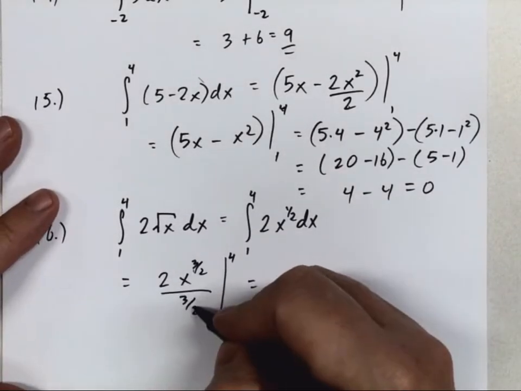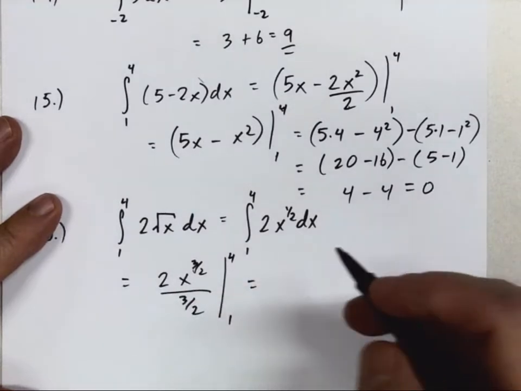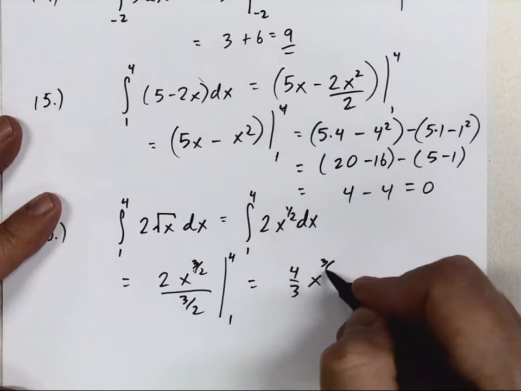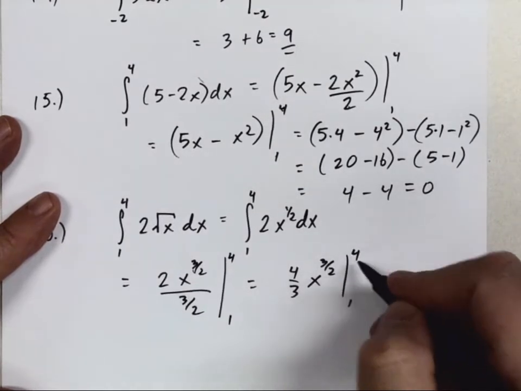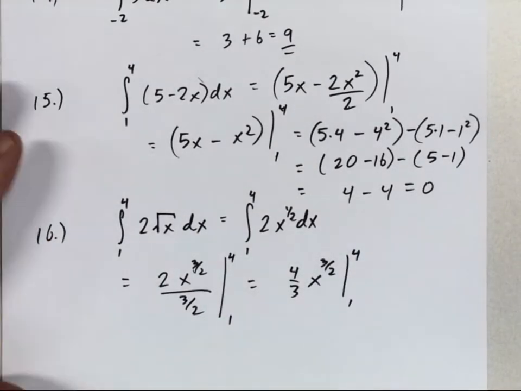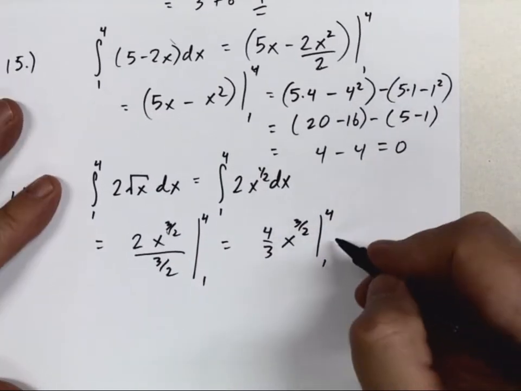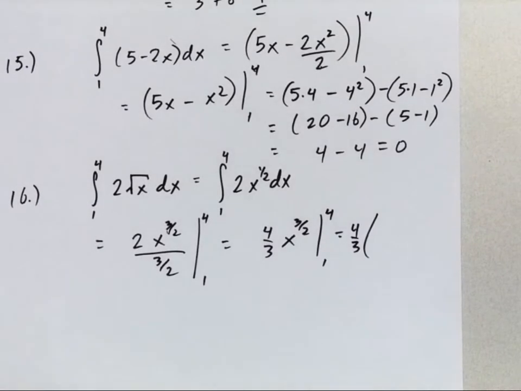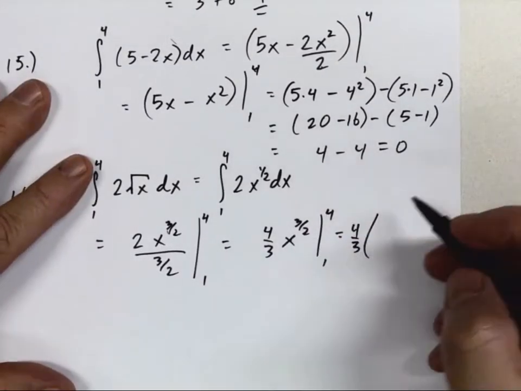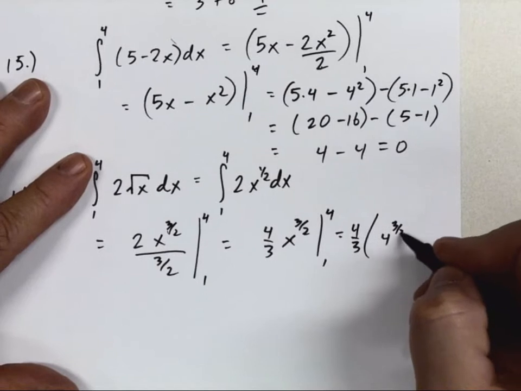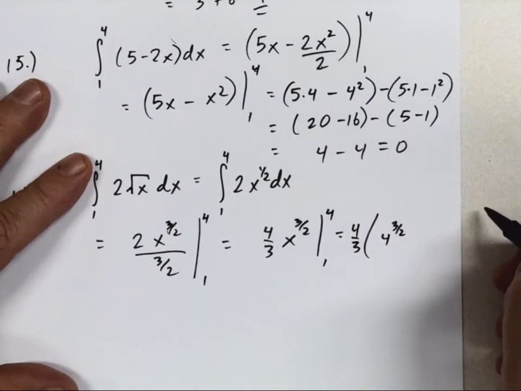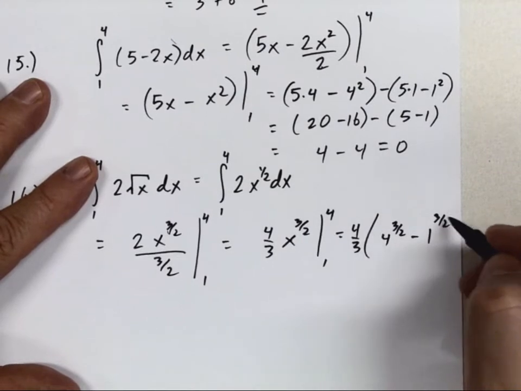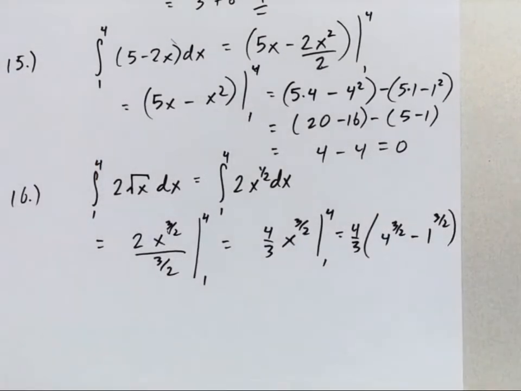I should probably simplify this. I think if you move this to the top, this ends up being 4/3 x to the 3/2 from 1 to 4. So this math might get a little messy. We'll see. The 4/3, I can move way out front. So I put in 4 for x. I have 4 to the 3/2 minus 1 to the 3/2.